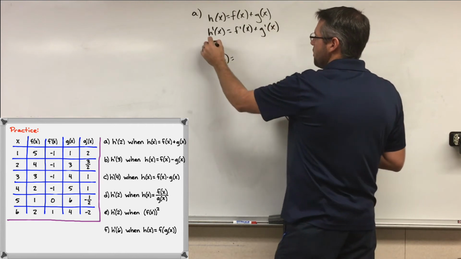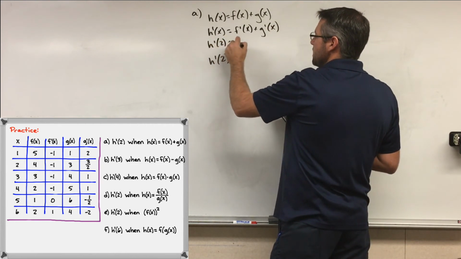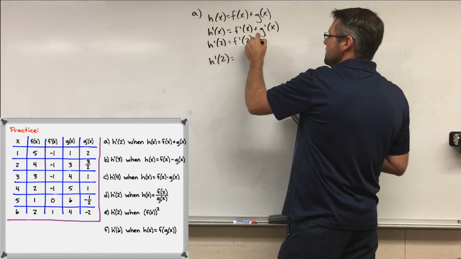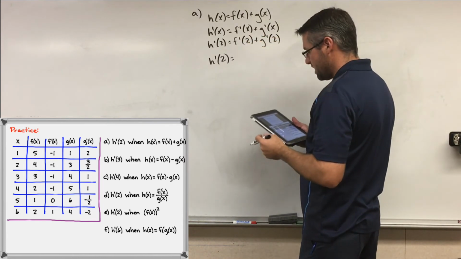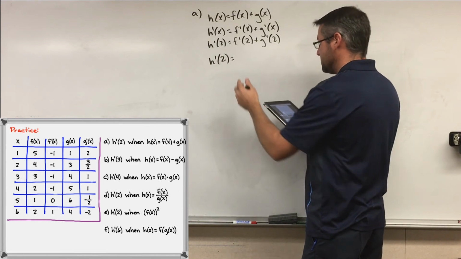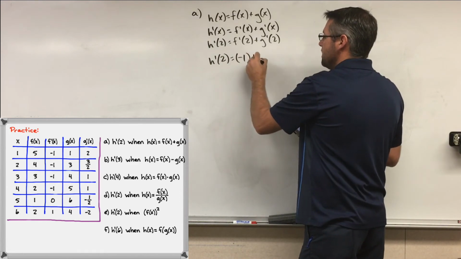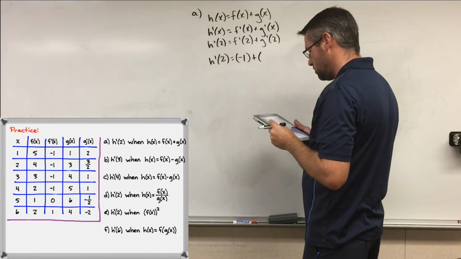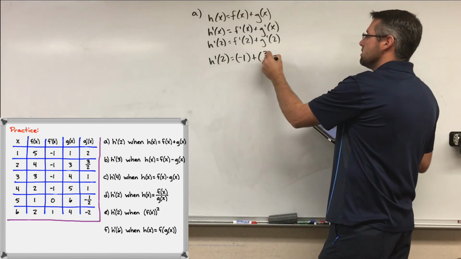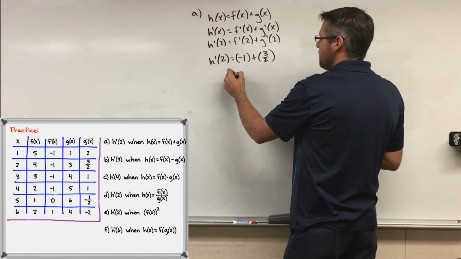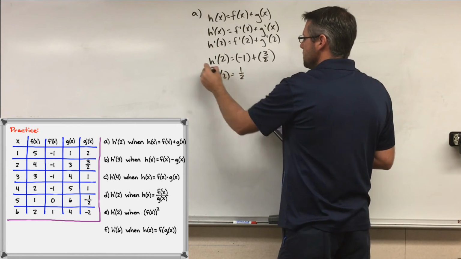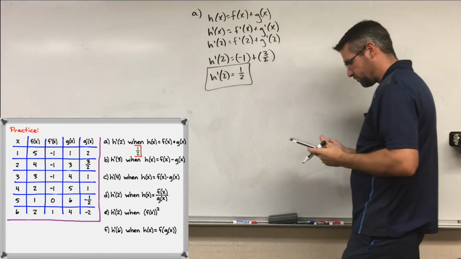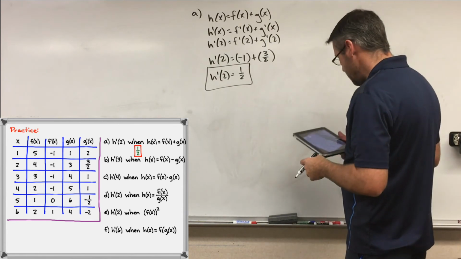Then, since I want h prime of 2, I'm just going to plug in 2 to each of these functions here. And then we'll look at the chart here. We see that f prime of 2 is -1. And then g prime of 2 is 3/2. And so when I put those together, I end up with 1/2. So h prime of 2 is 1/2. All right, so that's A.